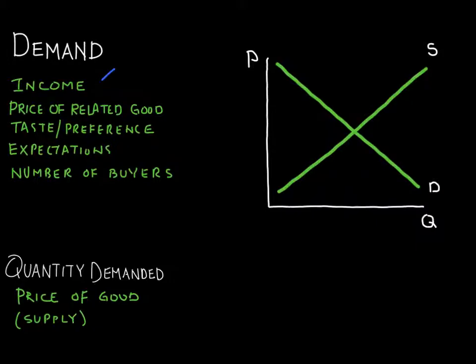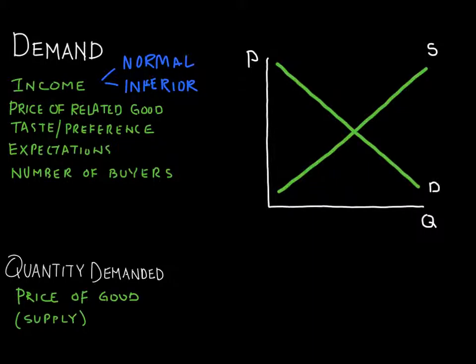So the question is, are you thinking about a normal good or an inferior good? A normal good is a good that you want to buy more of if your income increases. Most goods are like that. An inferior good is a good that you actually want to buy less of if your income increases.